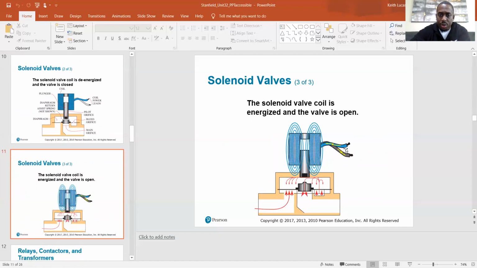On this one, you can see the current coming through here. You can see your magnetic field on that coil. And then all of a sudden, this plunger is being pulled up by that magnetic force, and it's allowing the fluid to flow through this orifice now. So that's what the coil of the solenoid valve does. Once energized, it generates a magnetic field that will move a mechanism. In this case, it's going to move this plunger up and allow the fluid to flow through the orifice.